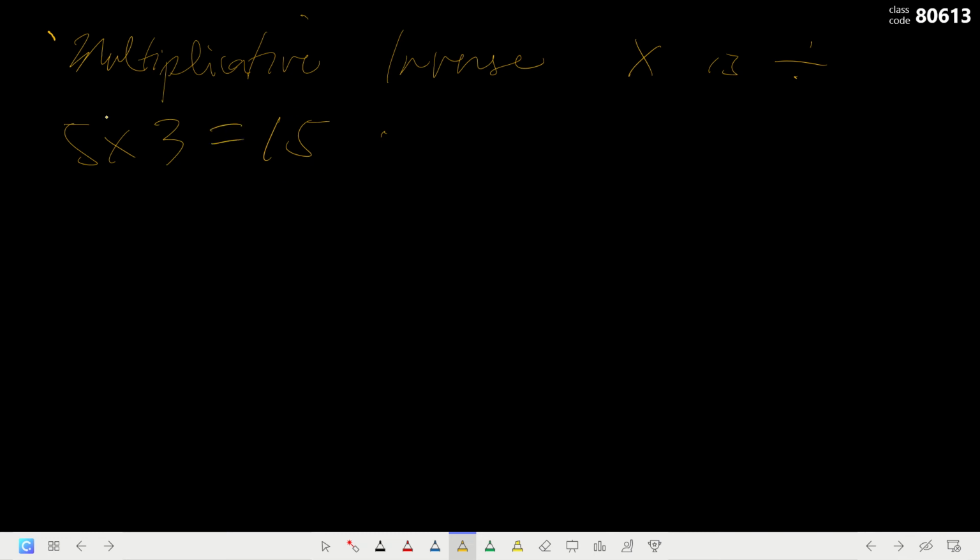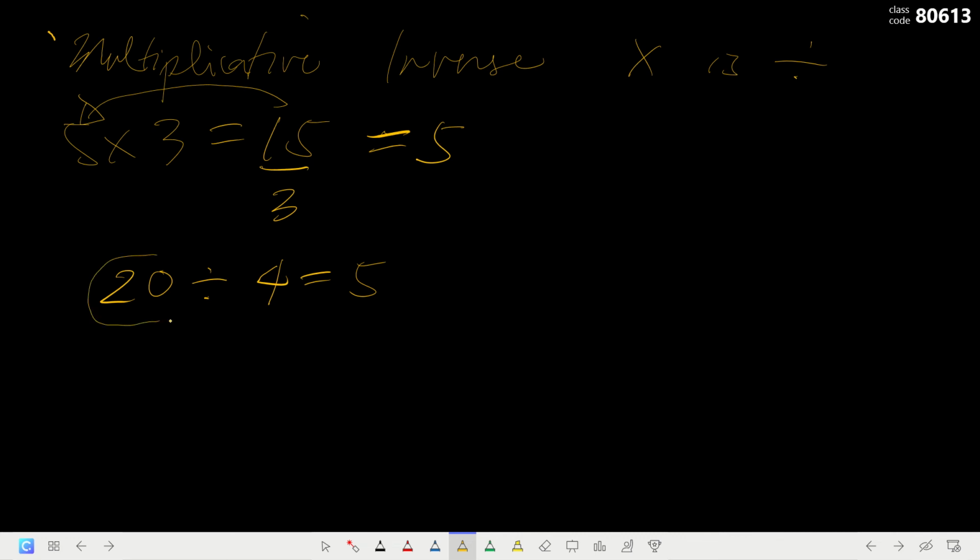So if I want to go back to 5, for example, then what I need to do is, since I multiplied here by 3, the inverse of multiplication is division. So we need to divide by 3, so that 15 divided by 3 is equal to 5. So the same goes for division. So for example, 20 divided by 4 is equal to 5. So to get back to 20, to get my original value.